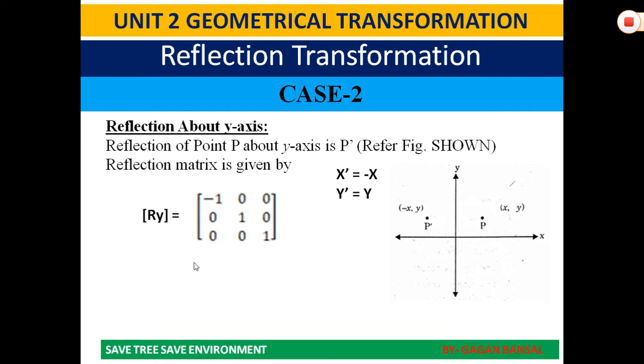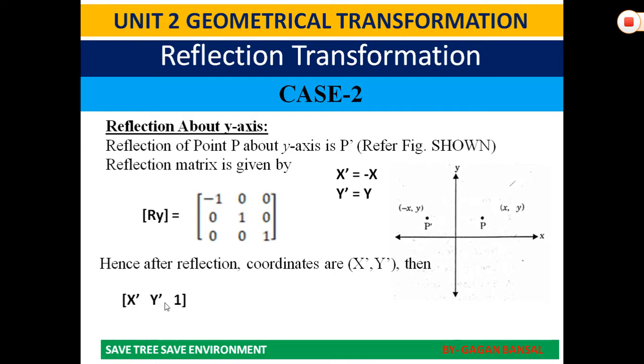Again, after reflection the coordinates are x dash y dash, then [x dash y dash 1] is equal to [x y 1] into this matrix. That means for x dash it will be this row into the first column: x into minus 1 is minus x, plus y into 0 is 0, 1 into 0 is 0. So x dash becomes equal to minus x. Similarly y dash equals y: this row into the second column, x into 0 is 0, y into 1 is y, 1 into 0 is 0. So y dash equals y.